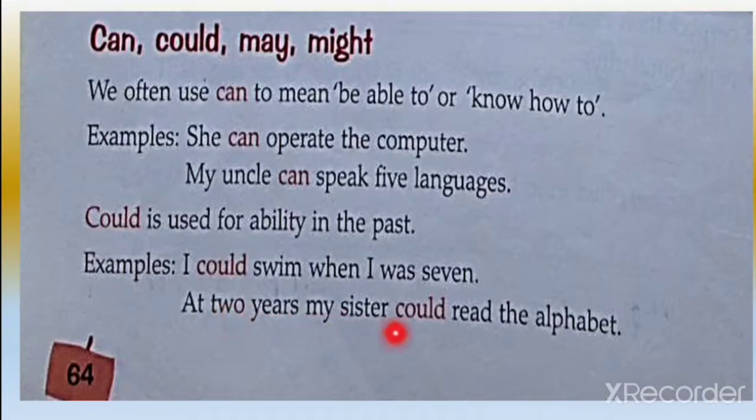At 2 years, my sister could read the alphabet. So here in the past, this could is used for past tense. In the past, what happened? What were you able to do? What was your ability to do? For that, you have to use could. So students, I hope you are very clear here that can we will use for ability or to know how to do something. Could is also used for ability but in the past, not in the present. Now let's move to another.